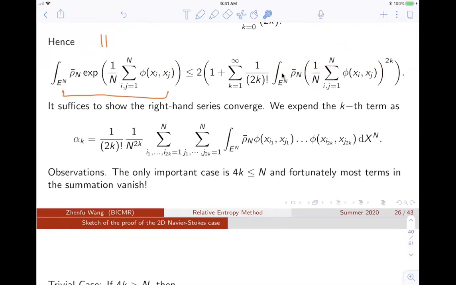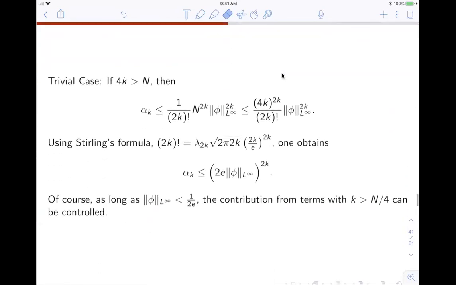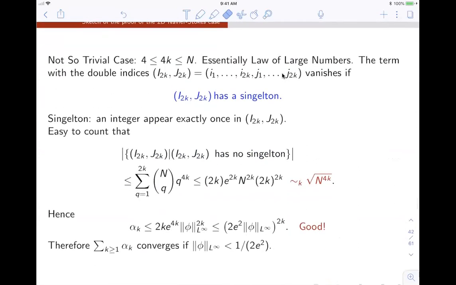Here it is in the order of n, phi L infinity, and here it is 2k. So if n compared to 2k is small, or k is large, the trivial estimate is sufficient. The important case is when k is relatively small compared to n, so we just do that explicitly. The trivial case I just skip, and the not-so-trivial case is k relatively small compared to n.